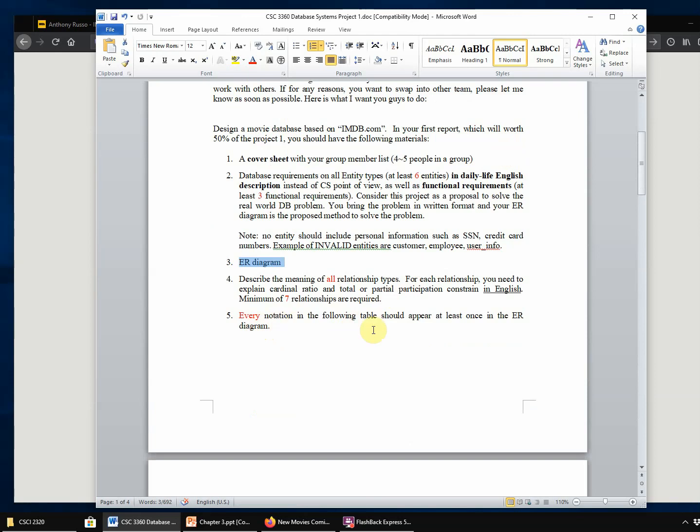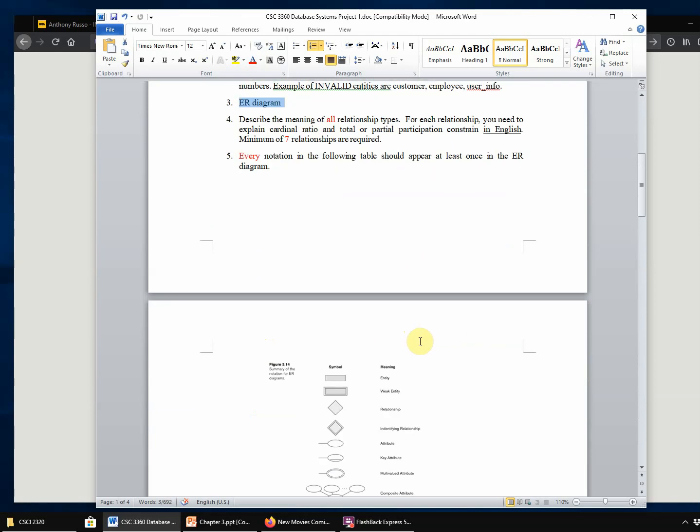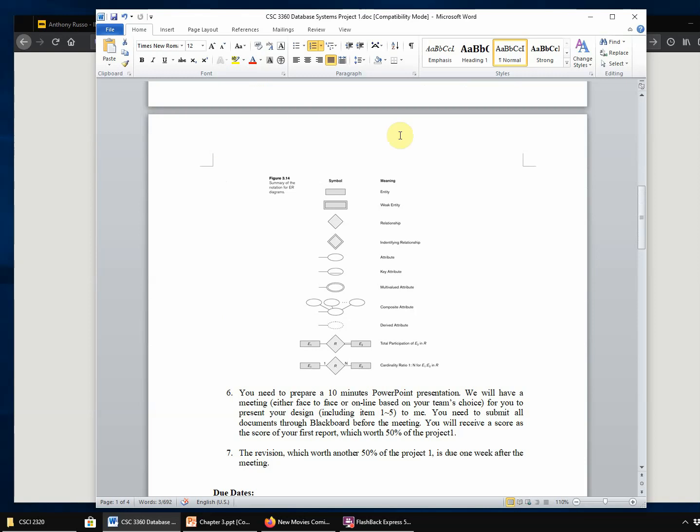Finally, every notation in the following table should appear at least once in your ER diagram, and therefore you need to have all of these descriptions, including the weak entity, identifying relationships, multi-value attribute, composite attribute, derived attribute, etc. So you need to have all of these things.